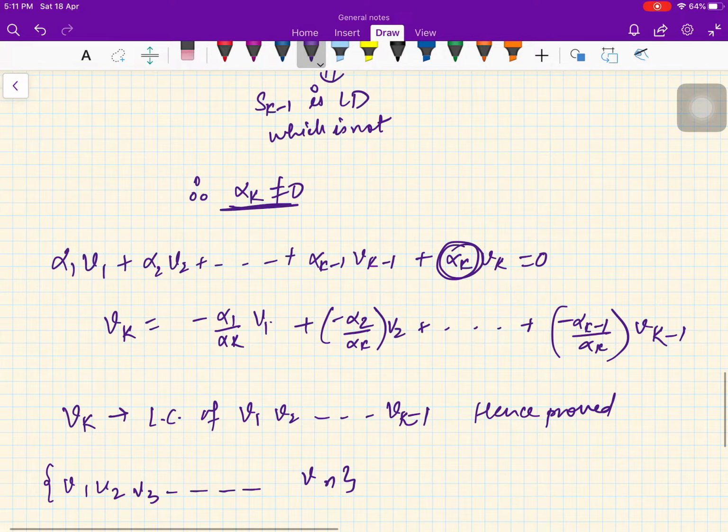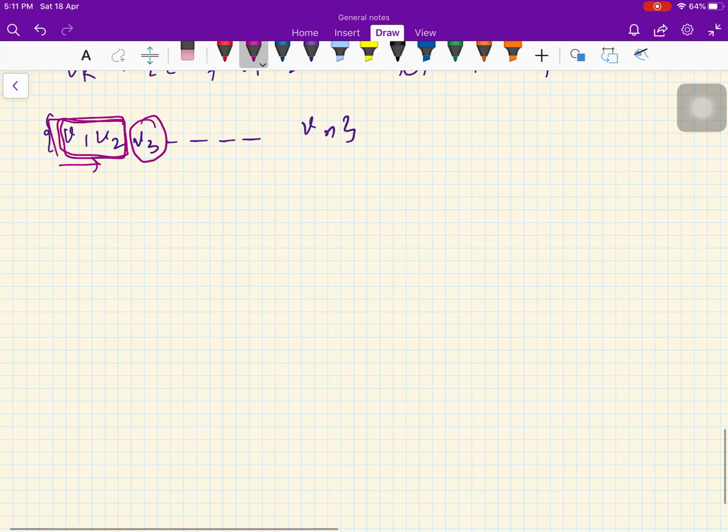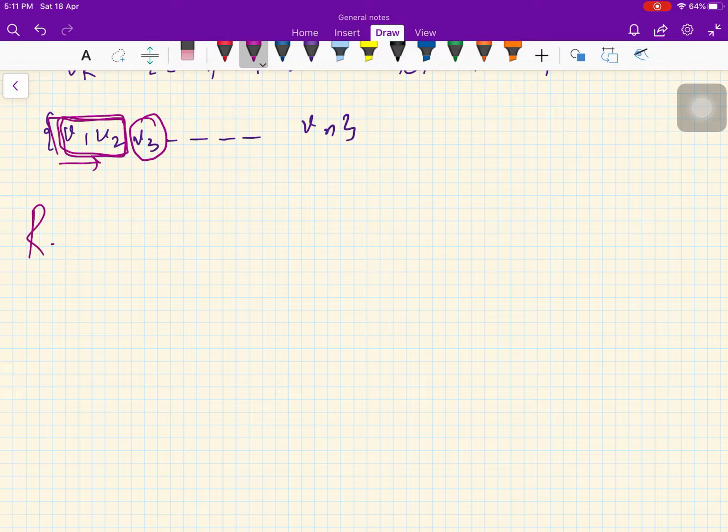So we have this result that if you have an ordered set which is linearly dependent, then on the way when you move from left to right, surely you will get a vector which is a linear combination of its precedent vectors. Okay, fine. Let me prove one more result.